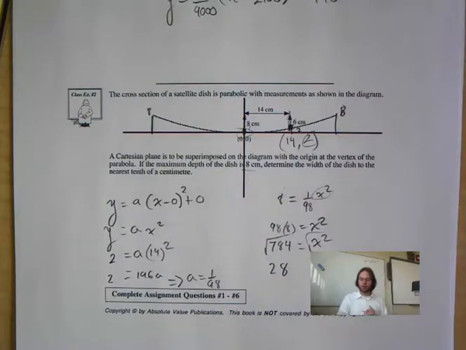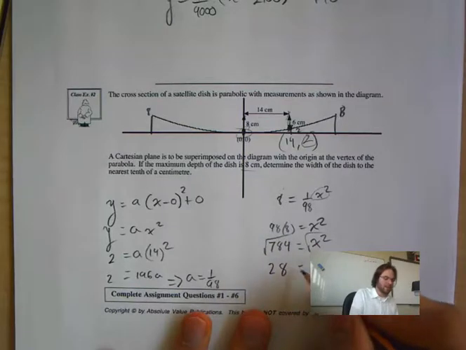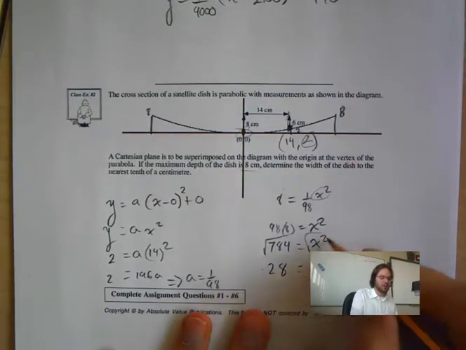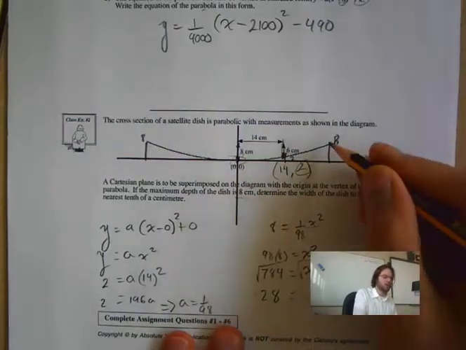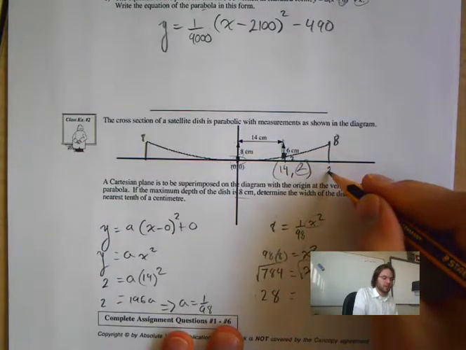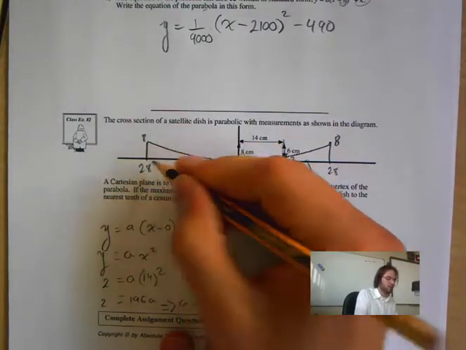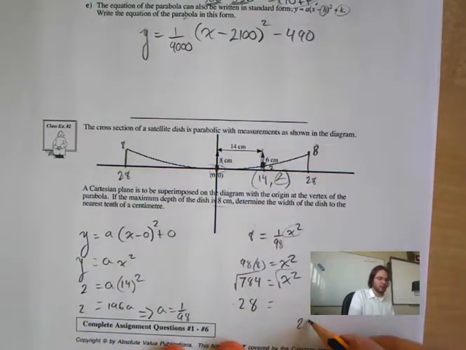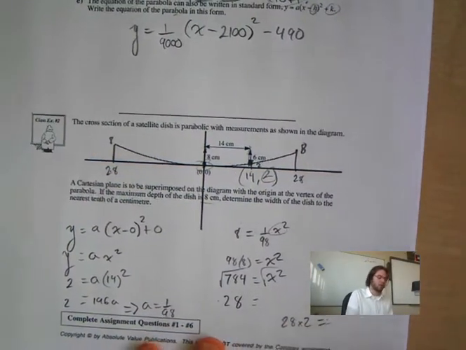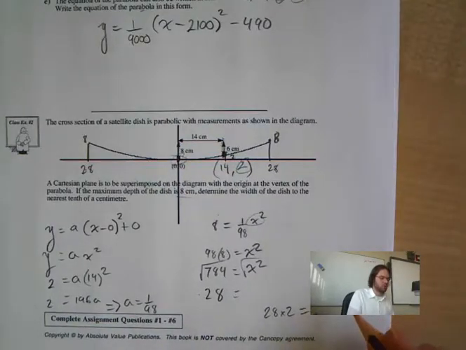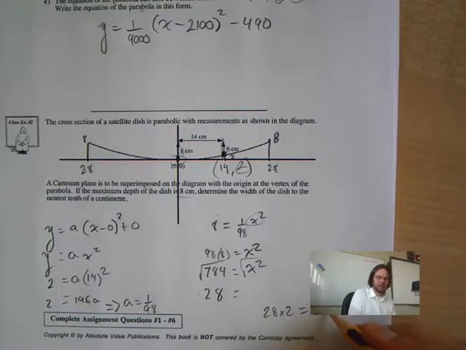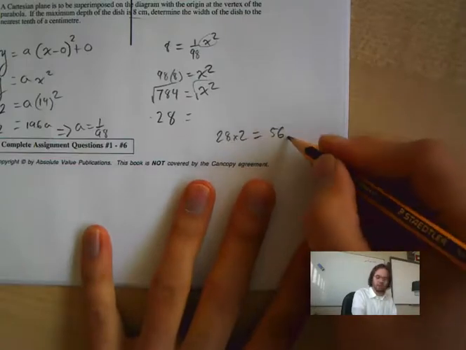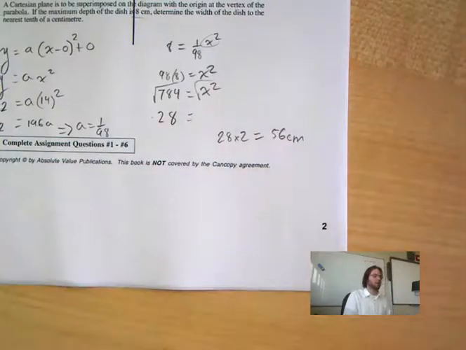Now that is also plus or minus 28. So it's 28, because I could have negative 28 times negative 28 gives me 784 as well. So this is 28 away, and this is 28 away. So my whole distance is 28 plus 28, which will give me a total of 56, here we go, 56 centimeters. So that is the width of my dish.